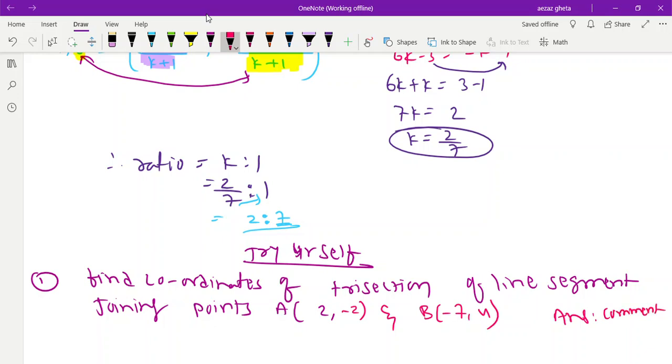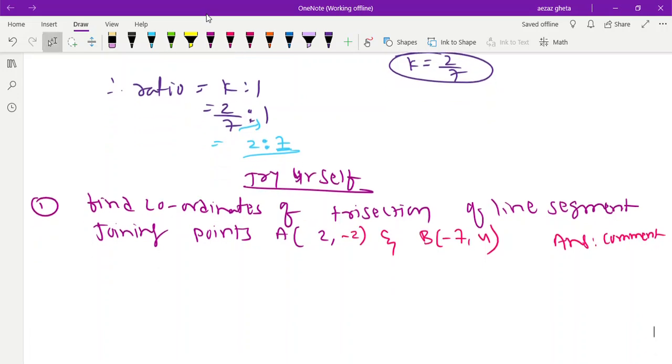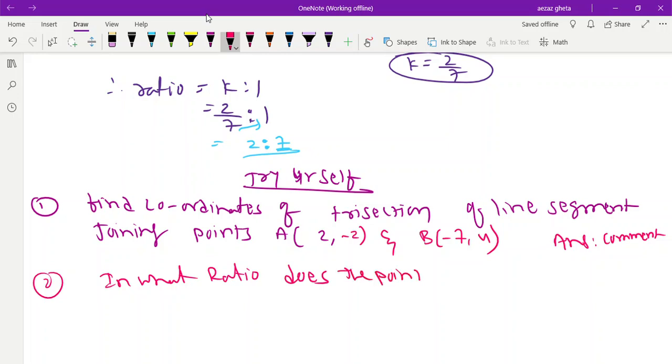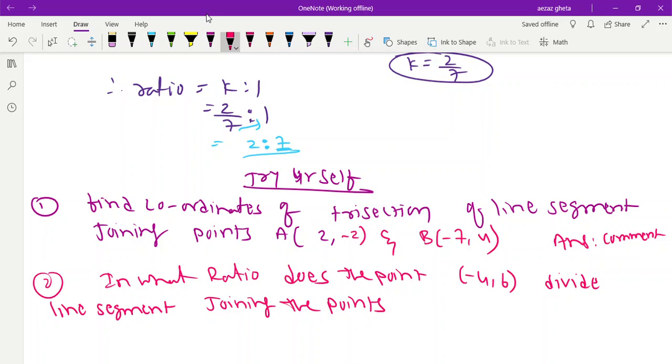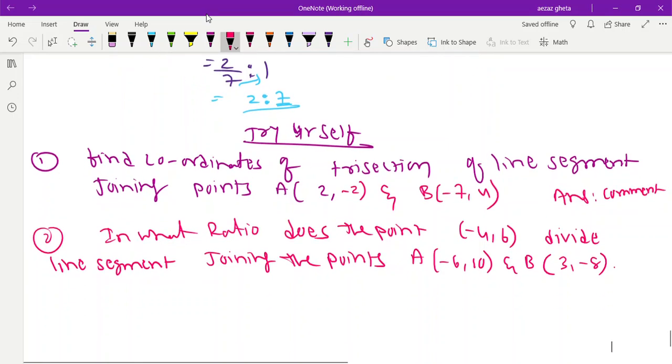One more question. In what ratio does the point (minus 4, 6) divide the line segment joining the points A (minus 6, 10), B (3, minus 8)? Write the answer for this in the comments. What ratio?